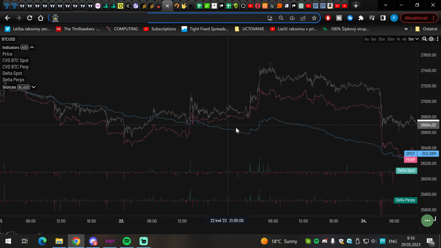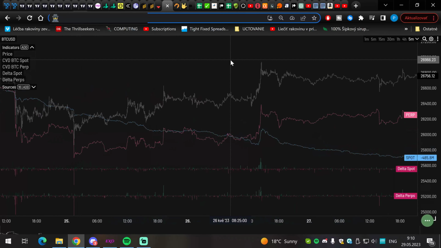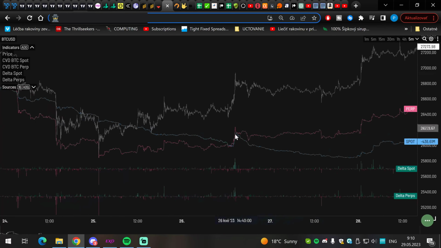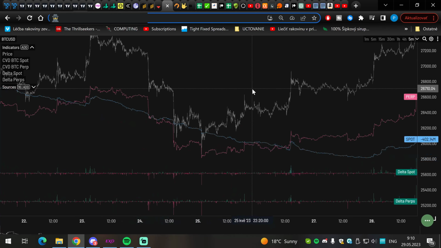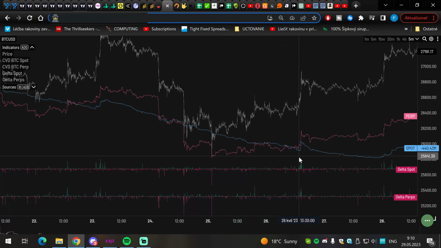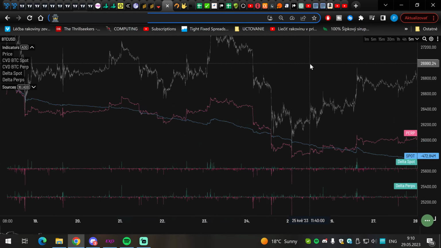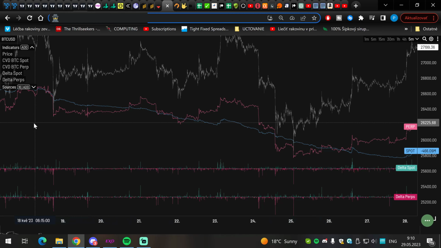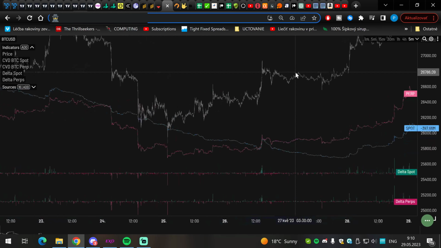So then you've got the pullback here. But you see, here was a very different story. The spot demand was changing character. This was the biggest increase in spot delta for the past few weeks. If you zoom out, look here. You can go back. This was a really big event.